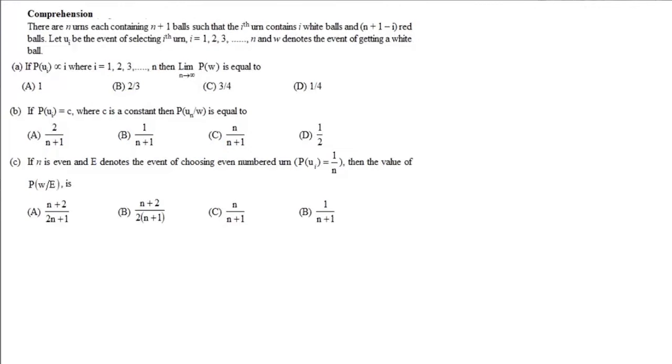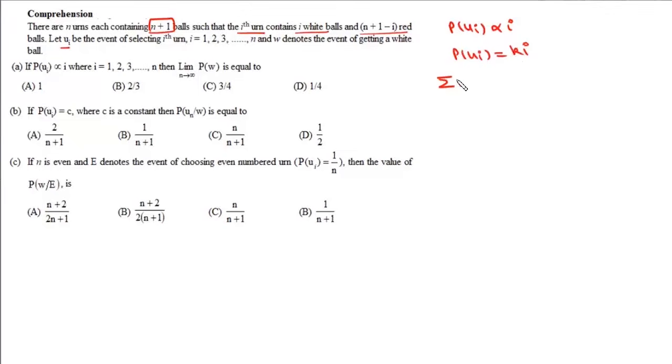Now here the question is, there are n urns each containing n plus 1 balls such that the ith urn contains i white balls and n plus 1 minus i red balls. Let Ui be the event of selecting the ith urn and W denote the event of getting a white ball. Now if the probability of Ui is proportional to i, then find the limit as n tends to infinity of P(W). Now it is given that P(Ui) is proportional to i, or the probability of choosing the ith urn is equal to k times i. Now choosing an urn is mutually exclusive and exhaustive.